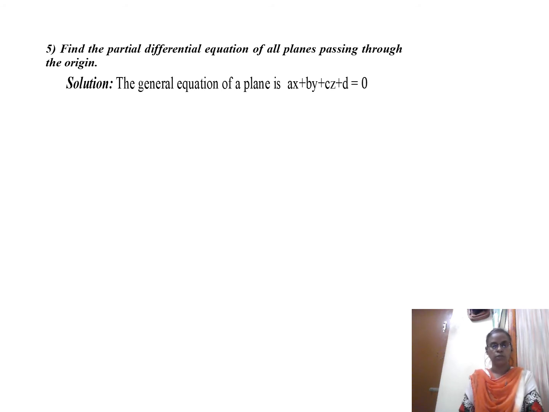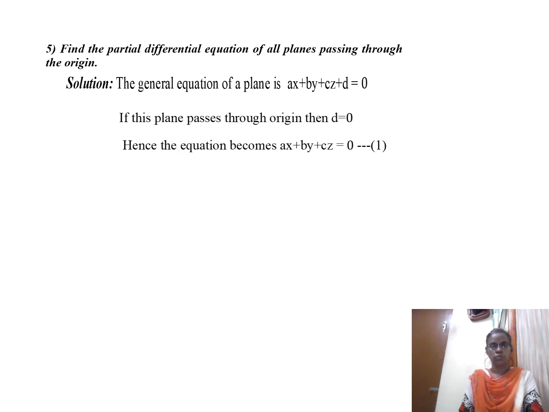So the general equation of a plane, we know it is ax plus by plus cz plus d equal to 0. But here we have an additional condition, that is the plane has to pass through origin. So what do we have? Yeah, if a plane passes through origin, then d has to be 0. So the equation becomes just ax plus by plus cz equal to 0. So mark this equation as 1, for which we need to form the PDE now.